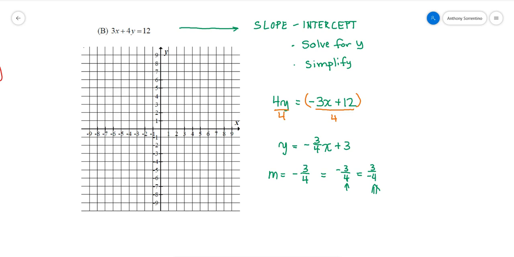That slope doesn't mean anything to me until I'm able to figure out a point that this thing passes through. And so I know that the b value is 3, which is telling me the y-intercept.